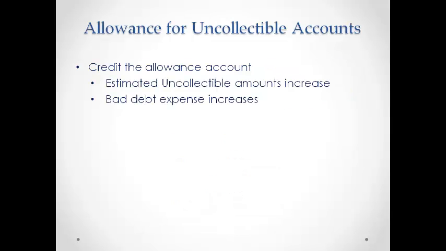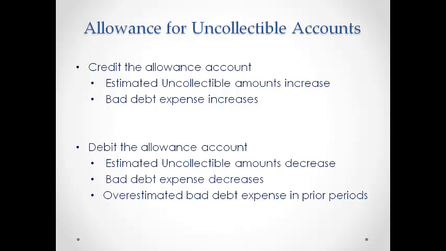Bad debt expense is a credit to the allowance account when uncollectible accounts increase. Bad debt expense is a debit to the allowance account when the company has overestimated bad debt expense in prior periods, and now the company must reduce the estimates in the current period.